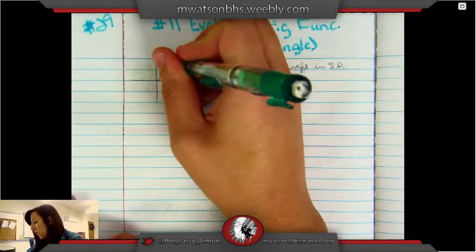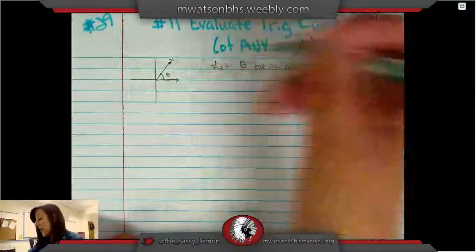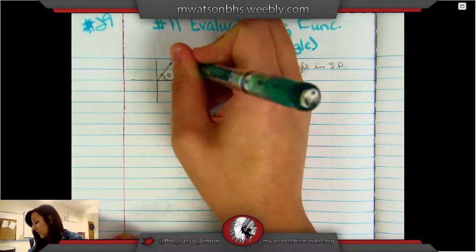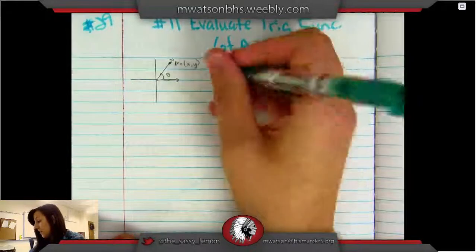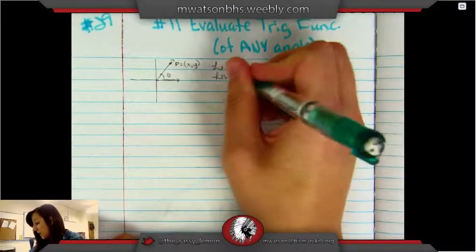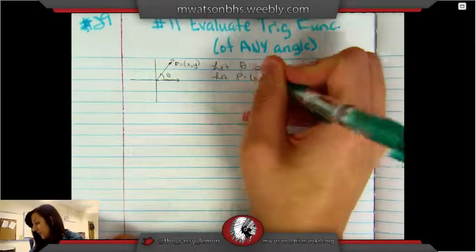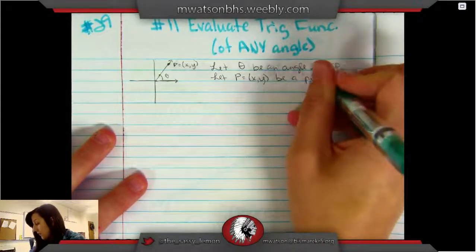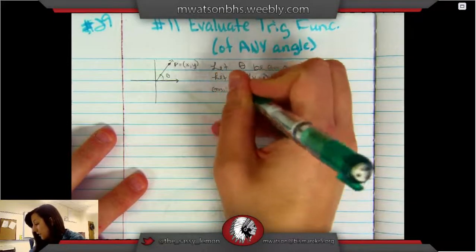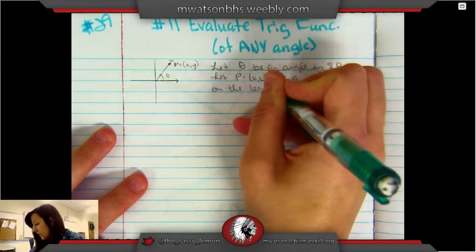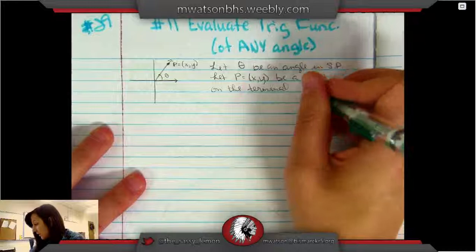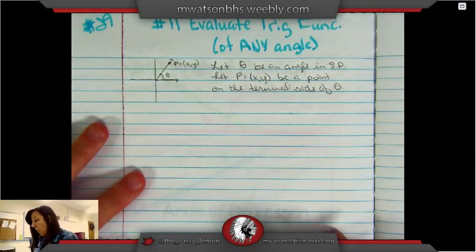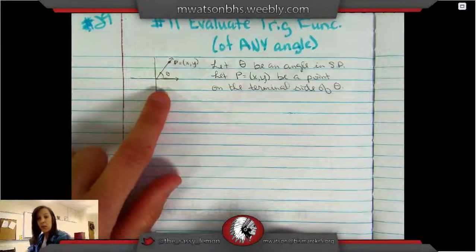We're also going to put a point on our diagram, and we're going to call that point P. And point P is going to have coordinates of x and y. So over here we're going to say, let P equal x comma y be a point on the terminal side of theta. Okay, so we've got our theta, we've got our point P.